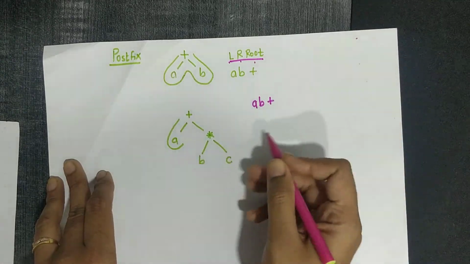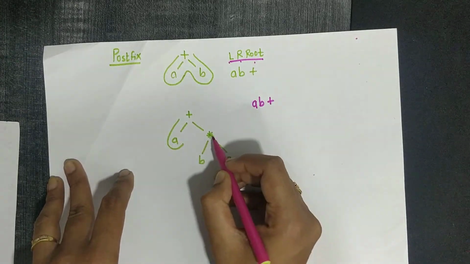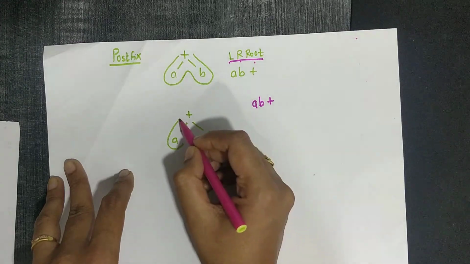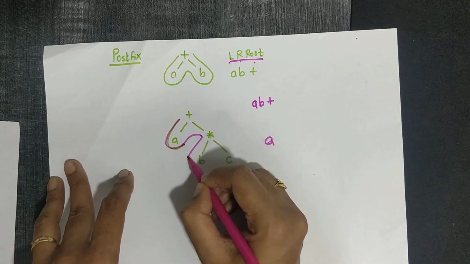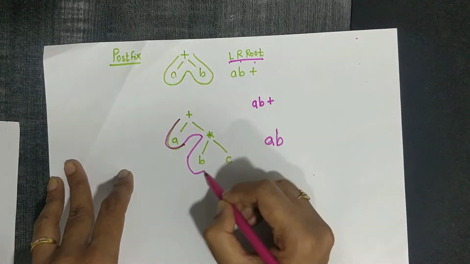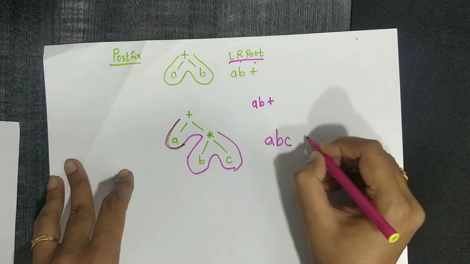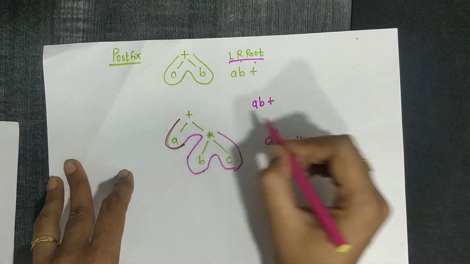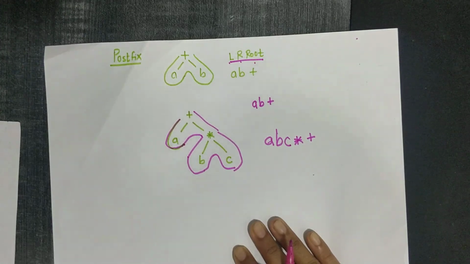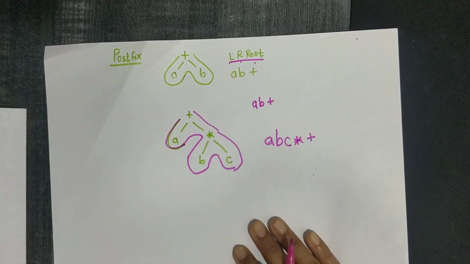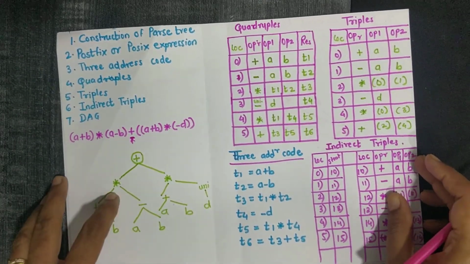A, b and the operator, that is nothing but your root. Suppose this is the tree, then how are you going to follow? Left, then right. Again this is a root and there is a left available, so left A, then you go to the right, here again left, that is B, then right, that is C, then the multiplication operator, and lastly your plus operator. This is nothing but your postfix operation. So the same kind of postfix operation you have to generate from this tree.